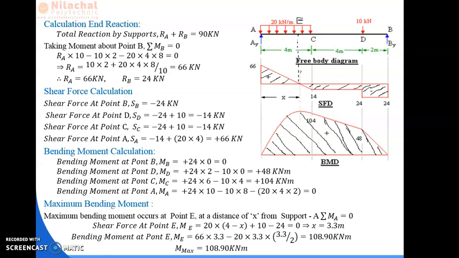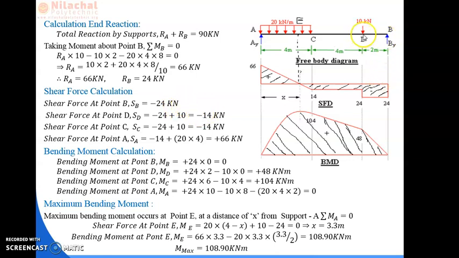Next we will go for calculation of shear force and bending moment. Now considering a section between D and B at a distance of x from B, we can get the value of Mx as RB into x, and there will be a shear force, RB as negative. Now at point B, the shear force is at the support, and upward direction is taken as negative, so RB is obtained as 24 kilonewton, so SB is equal to minus 24 kilonewton.